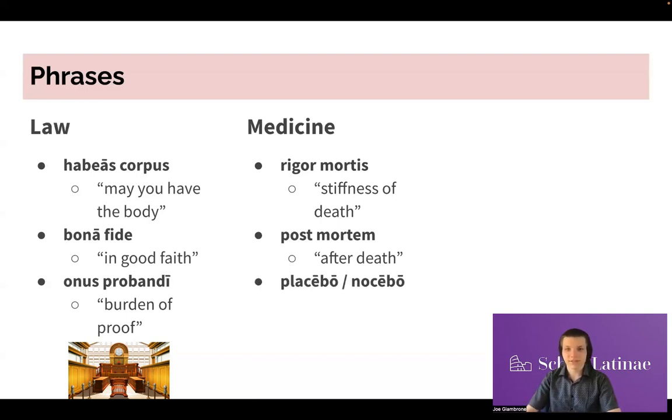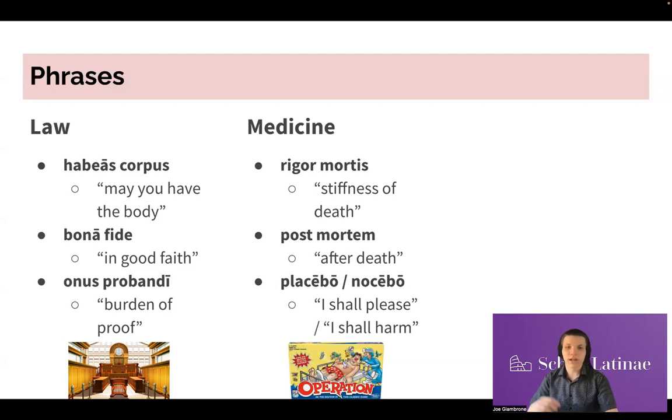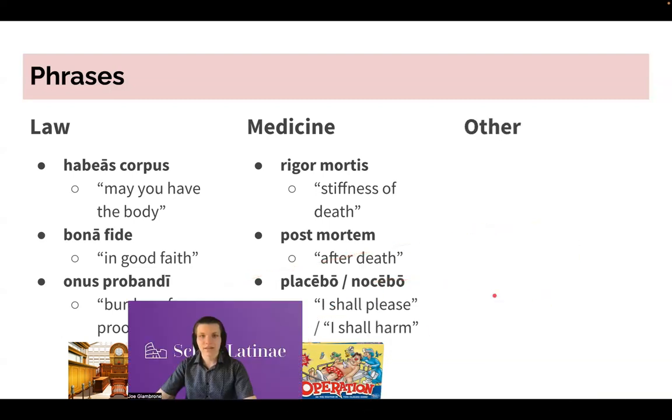But something a little bit less death-related, there's placebo and nocebo, which in Latin is placebo, nocebo. And those literally mean I shall please, I shall harm. Here's a surgeon working, by the way. But that is, you know, if you've heard of the placebo effect, that's where they give you a sugar pill and they say, this will make your arm stop hurting. And the sugar pill then is saying to your immune system, I shall please, and you feel that you're no longer in pain.